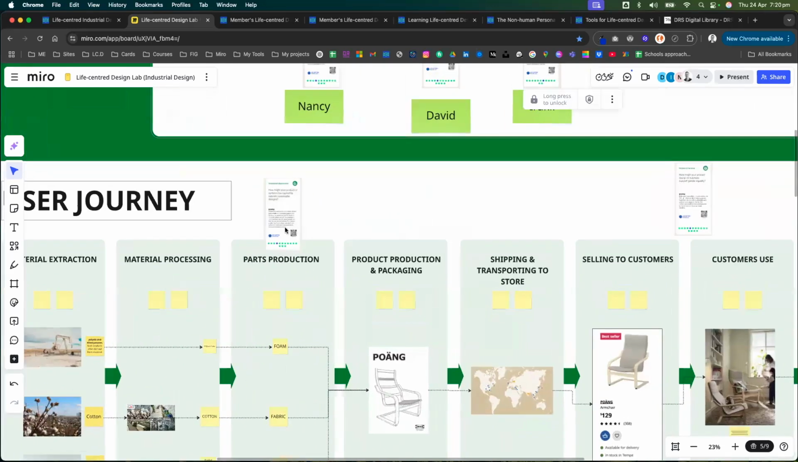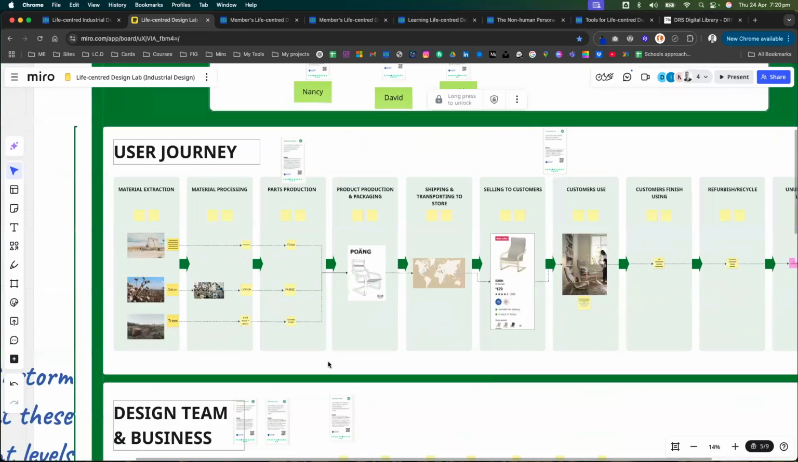So have a read through, scan the QR code, and have a think about how you could bring that in. Or maybe you want to bring biomimicry into the business design.